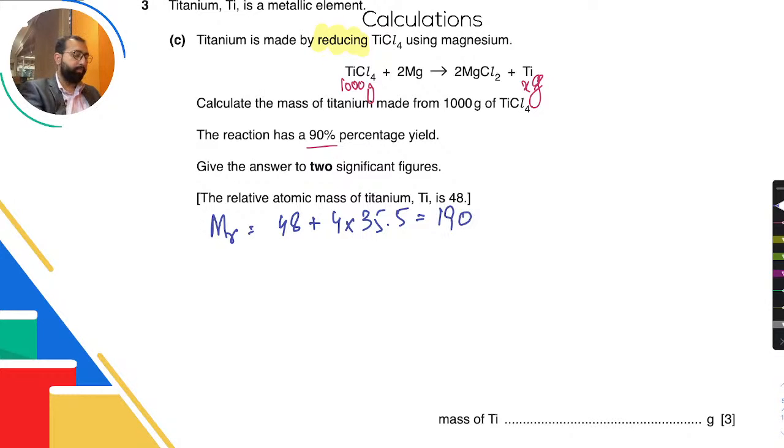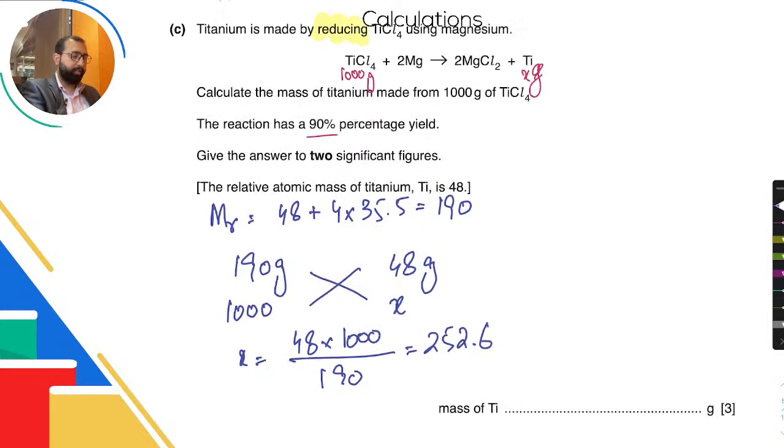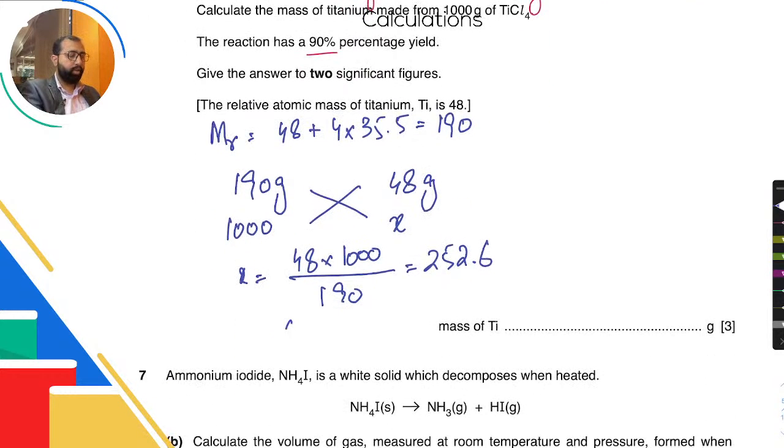What is the mole ratio telling me? 190 grams of this thing produces 1 mole, which is 48 grams of titanium. So 1000 grams should produce X. X will come out to be, cross multiply, 48 into 1000 divided by 190. So 48,000 divided by 190 is 252.6. My percentage yield is 0.9 or 90%, so my actual mass is 90% of this. So 0.9 of 252.6 gives me 227 grams. 3 significant figures is good enough.